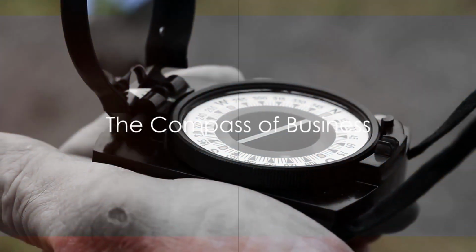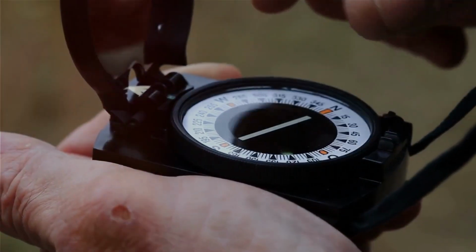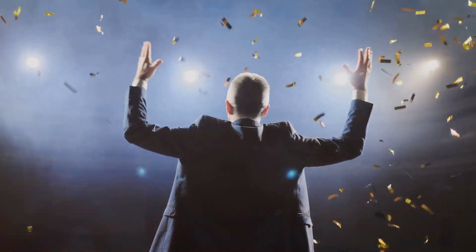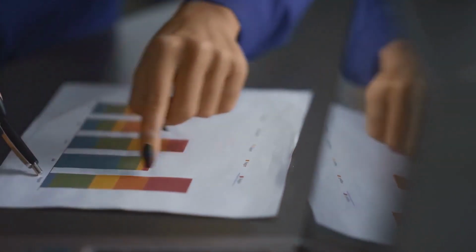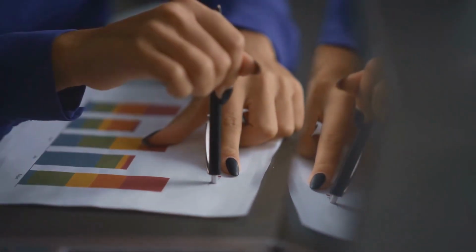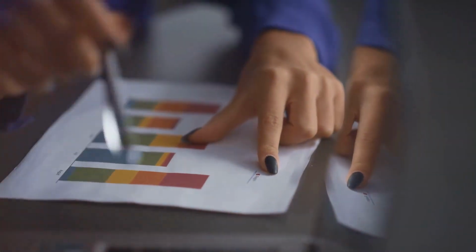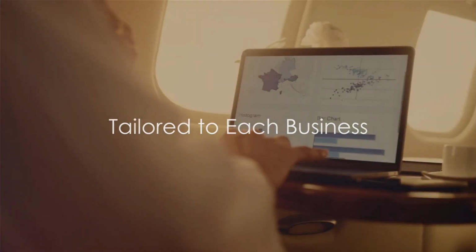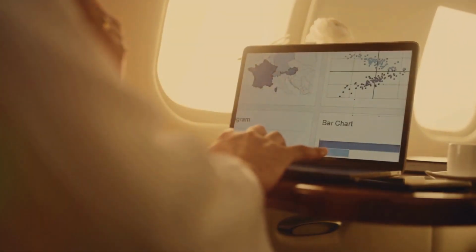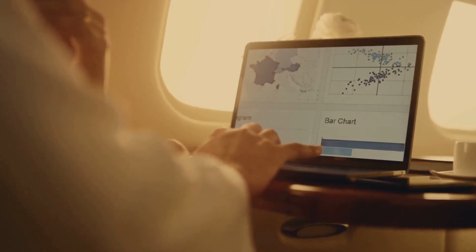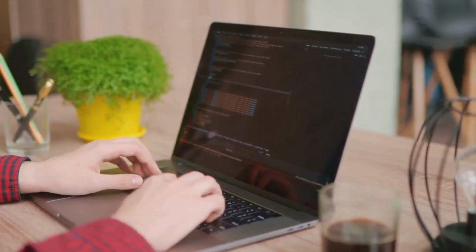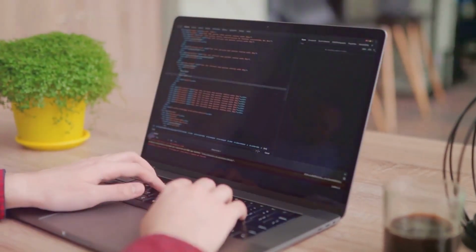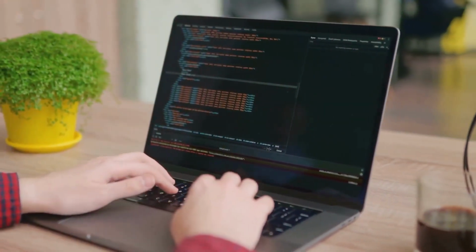Think of it like a compass, showing the direction a business is heading. But instead of pointing north or south, it points towards success or failure. It shows whether a business is on track to achieve its strategic goals or if it needs to adjust its course. KPIs are not one size fits all. They vary from business to business, depending on the industry, the company's goals, and its strategy. For example, a retail business might focus on sales growth, while a software company might keep a close eye on the number of new subscriptions.